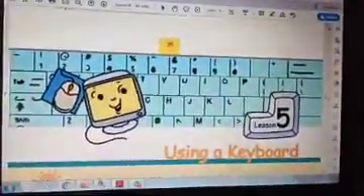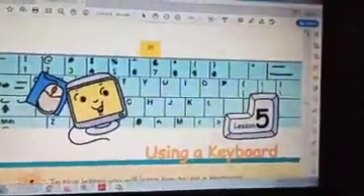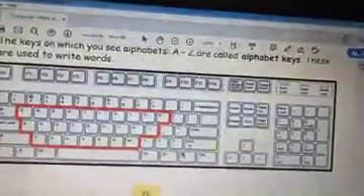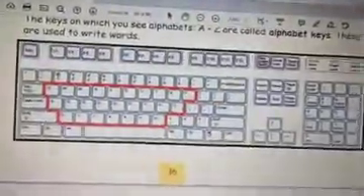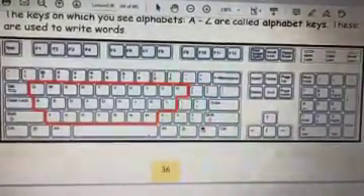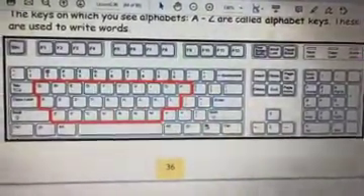Today we'll learn about using a keyboard. Can you see a picture of the keyboard? Yes. So the keyboard buttons are called keys. There are many keys on the keyboard, but there are different types.